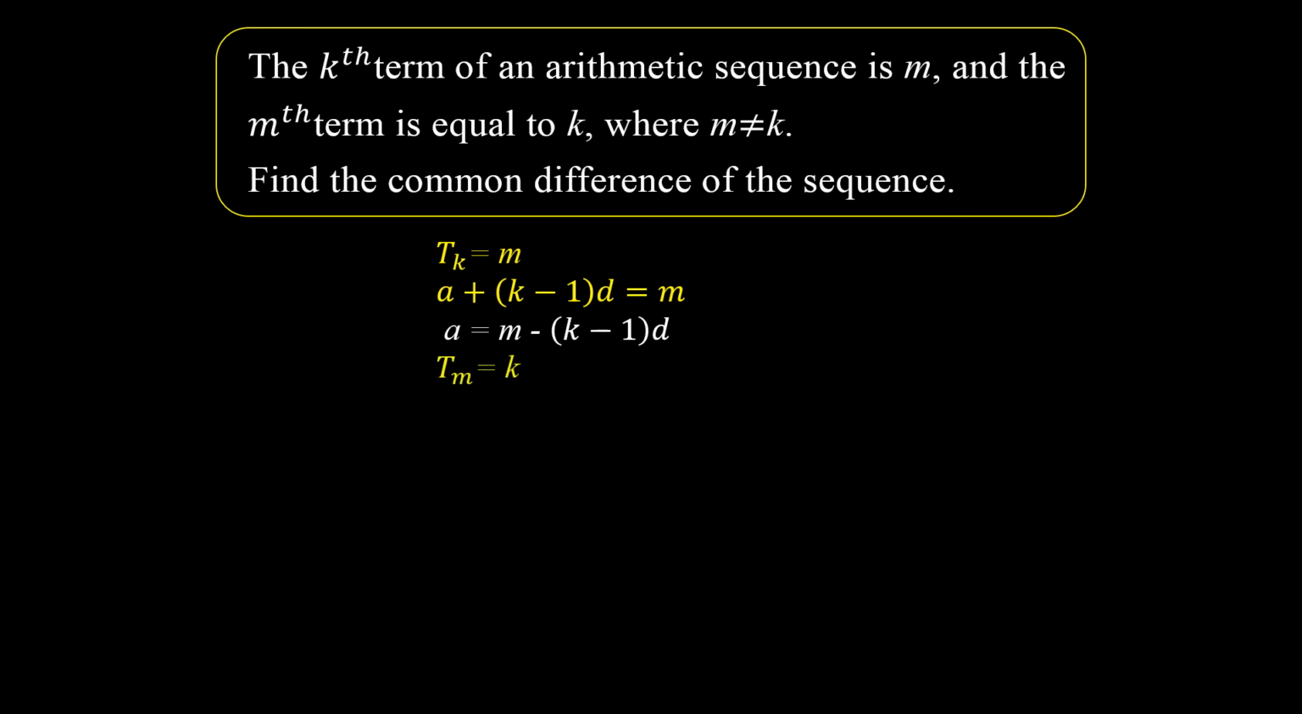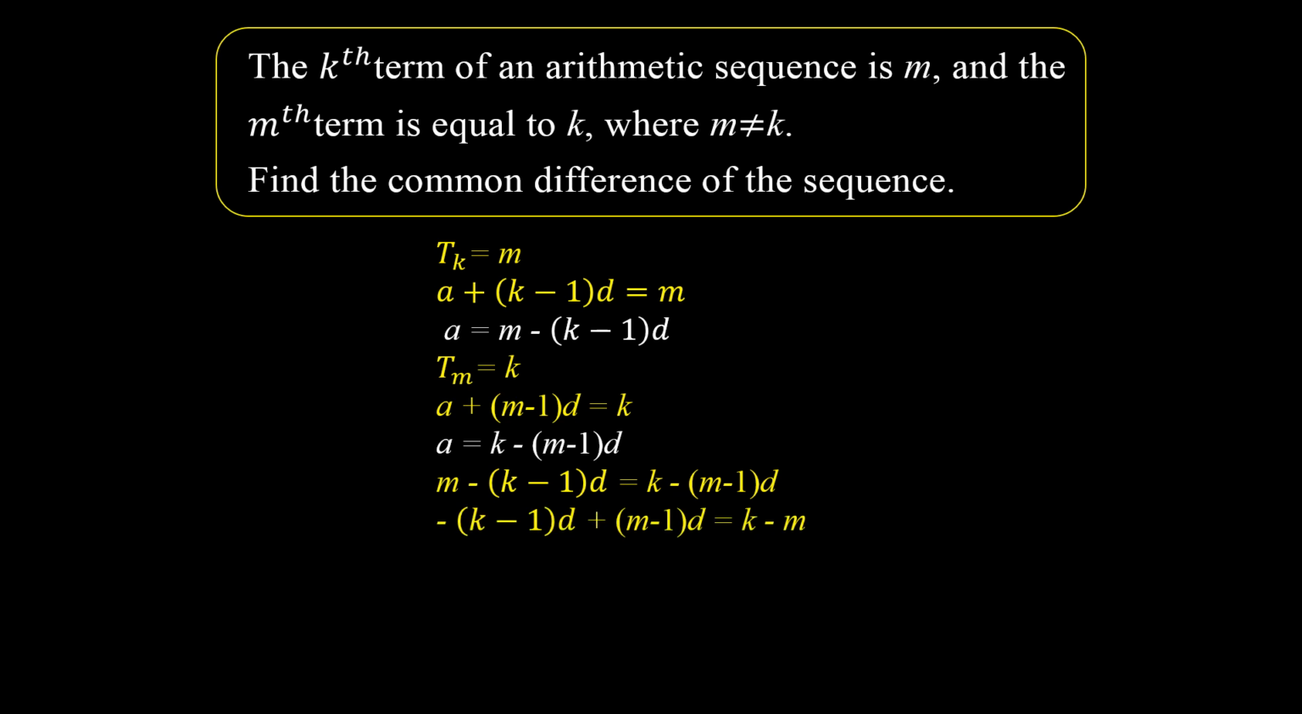Again, we have mth term equal to k. Tm equal to k. That is a plus m minus 1 d equal to k. Making a the subject again here, a equal to k minus of m minus 1 d. So we have two equations for a. We can equate them now. So m minus of k minus 1 d equal to k minus of m minus 1 d.